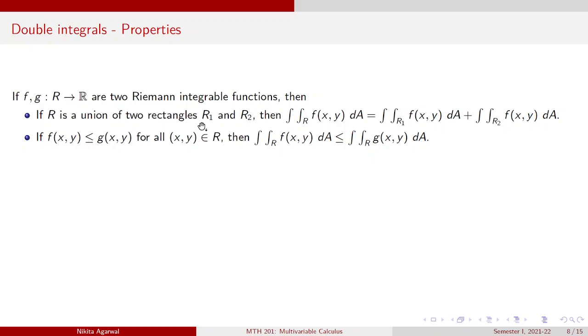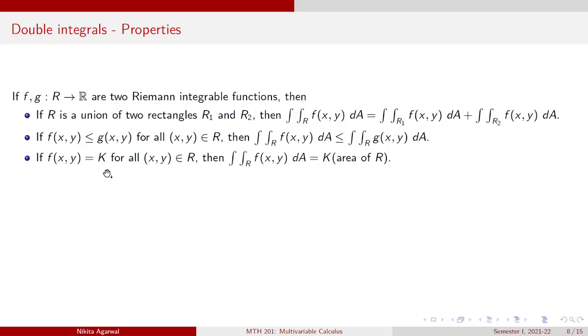So I should have said disjoint intervals, so they don't overlap. Okay, so they are disjoint intervals. I'll correct it in the PDF. So if f is less than or equal to g for every x and y in R, then the double integral over R of f is less than or equal to the double integral over R of g.